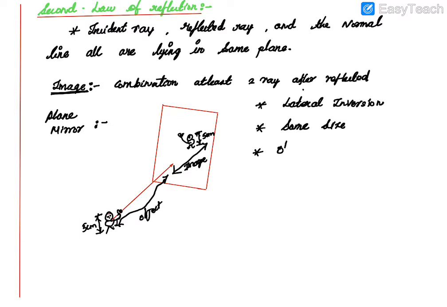So the object distance is equal to the image distance. Suppose you are standing in front of the mirror, close to the mirror, your image also will be close, right? If you are far away from the mirror, the image will also appear far away. So based on your object distance, your image distance will be equal. Object distance should be equal to image distance.